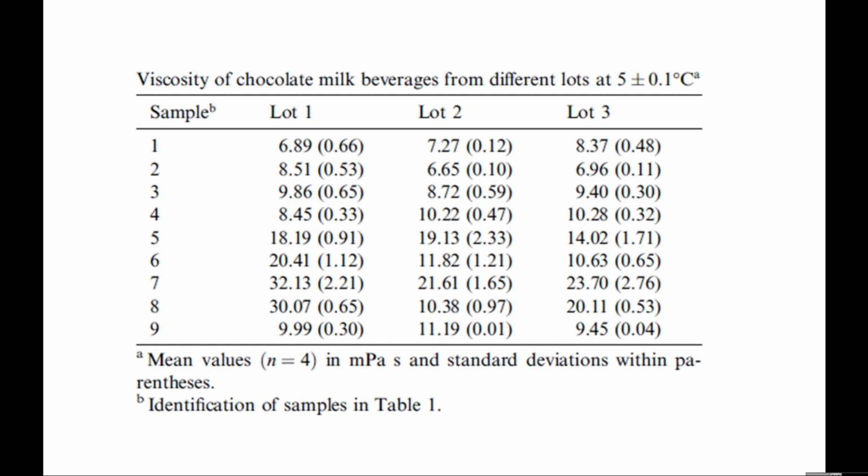This table shows the viscosity of 9 different chocolate milk beverages at 5 degrees Celsius. The viscosity of these beverages varies from 6.65 millipascal second to 32.13 millipascal second.